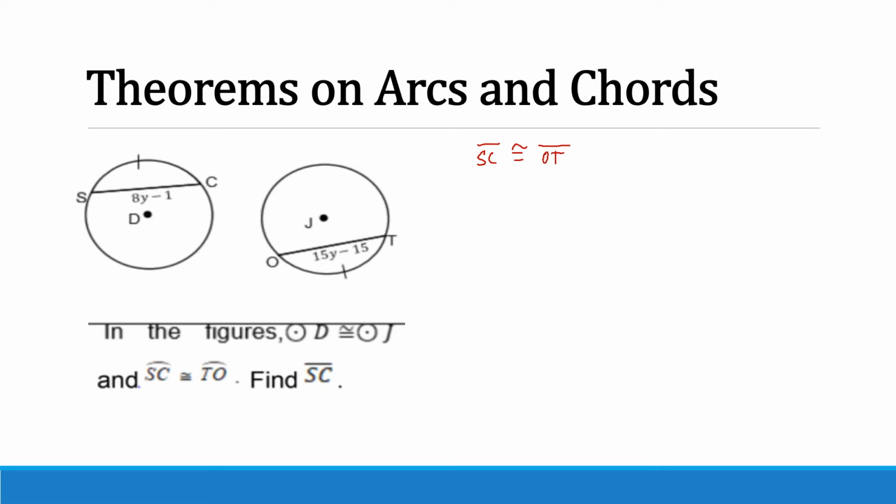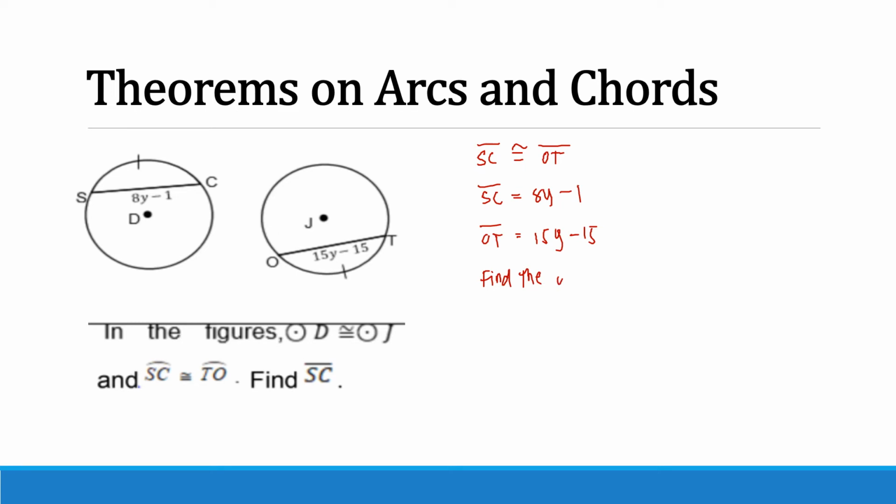Okay, so what is the value of segment SC? Segment SC is 8y minus 1, and segment OT is 15y minus 15. So we need to find the value of y first so that we can find the value or the length of our segment SC. Okay, so let's find the value of y first.